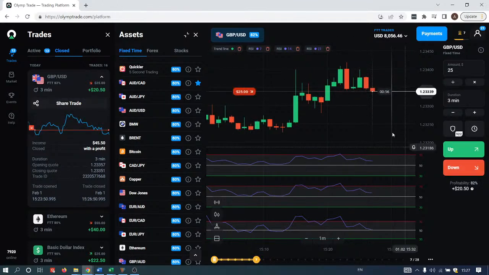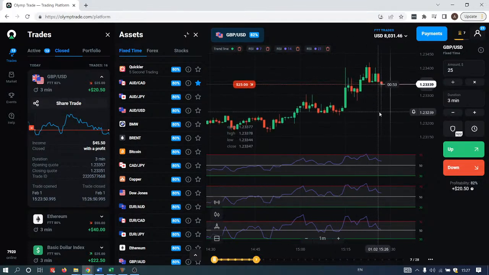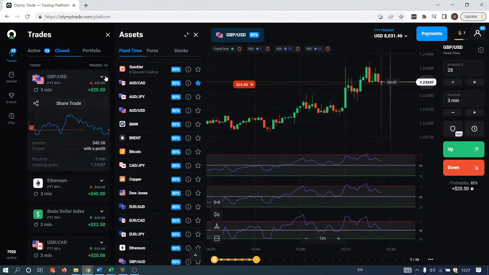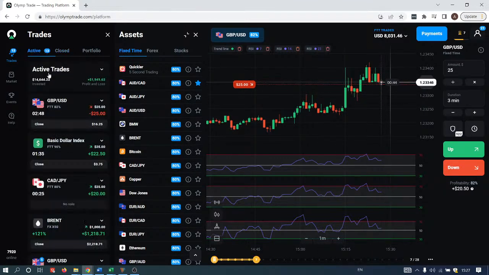Okay, so let's open one more trade here. I feel now that this chart is kind of rounded down towards some downtrend. So we can open this trade.